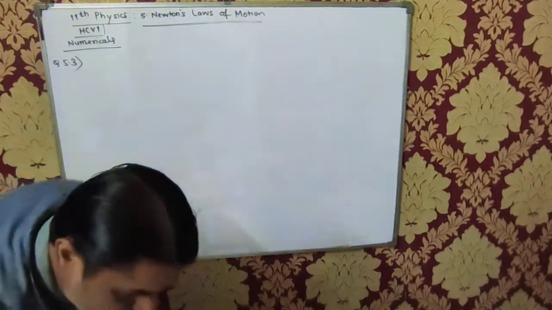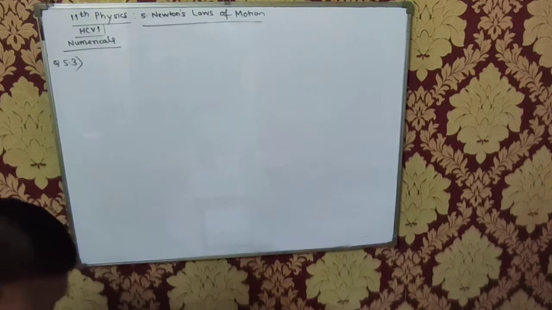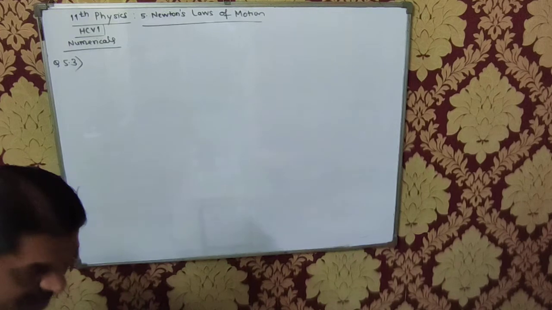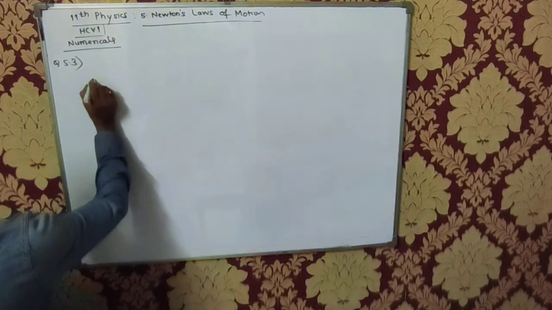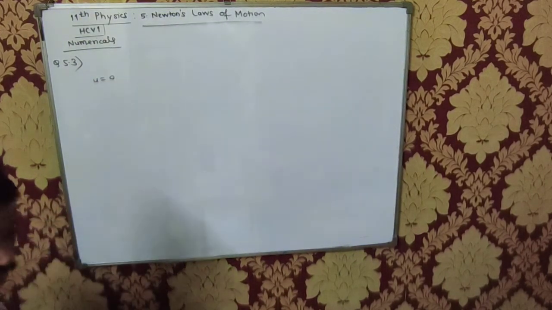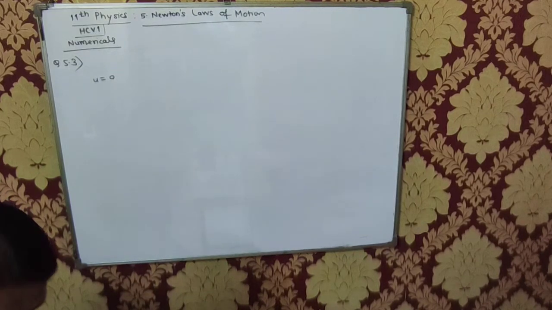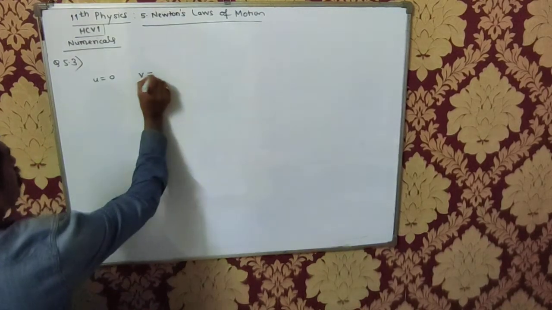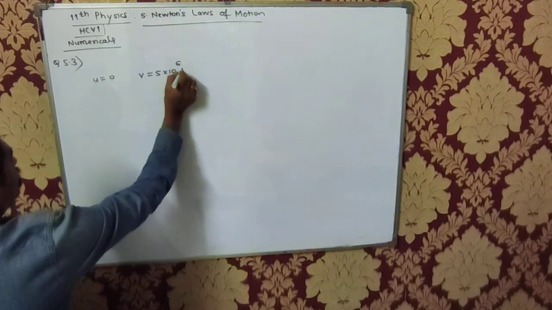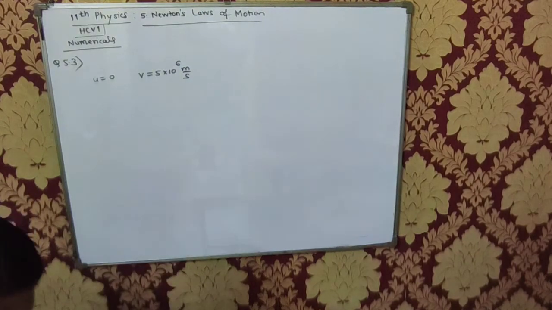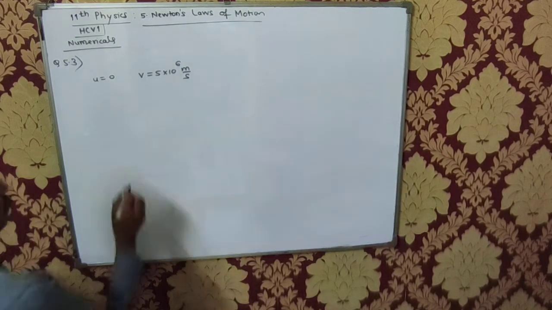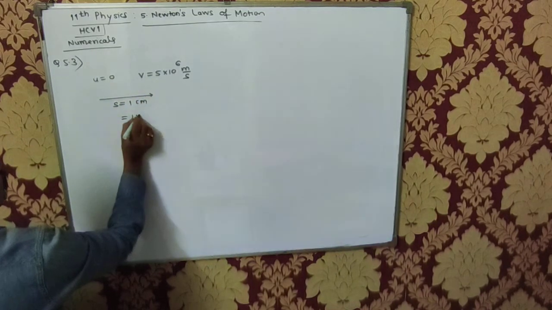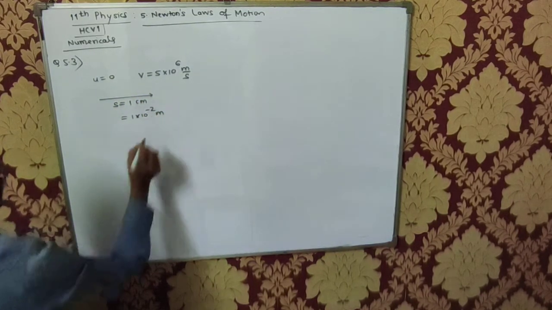In a TV picture tube, electrons are ejected from the cathode. Cathode is the one which ejects the electrons with negligible speed. The initial velocity is 0. Electrons reach the velocity of 5 into 10 raised to 6 meter per second, the final velocity, in traveling 1 centimeter. The displacement is 1 centimeter, 1 into 10 raised to minus 2 meter.